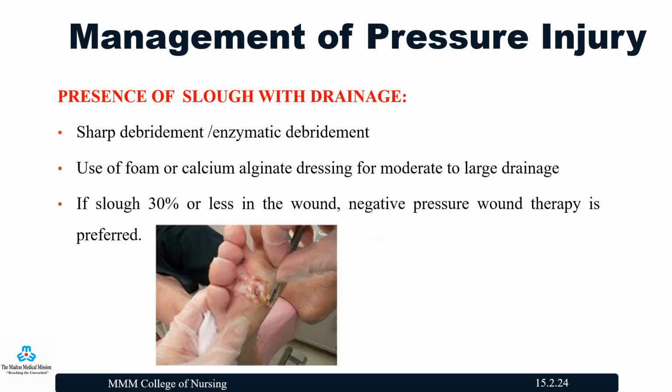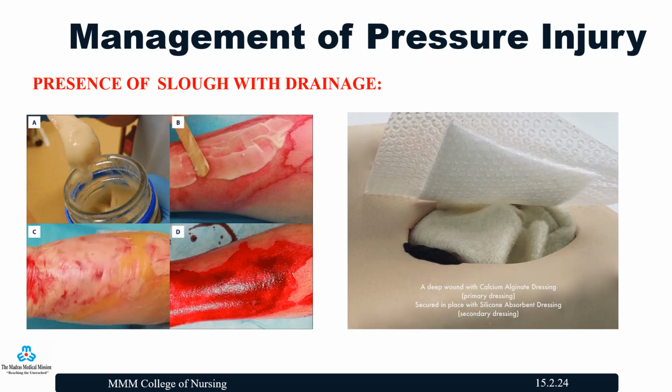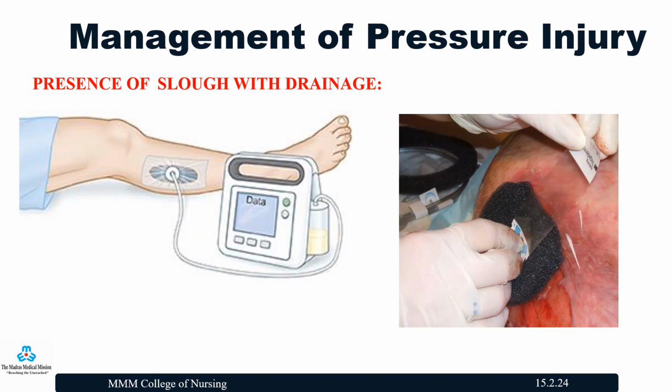In stage 3 pressure injury, if there is slough with drainage, then we need to have a sharp debridement or an enzymatic debridement. Here we can use a foam or calcium alginate dressing for moderate to large drainage. If the slough is 30% or less in the wound, then negative pressure wound therapy can be preferred. If it is a deep wound with drainage, then calcium alginate dressings can be used, secured in place with a silicone absorbent dressing. With 30% or less slough, negative pressure therapy can be provided to remove the serous fluid which is present in the wound.